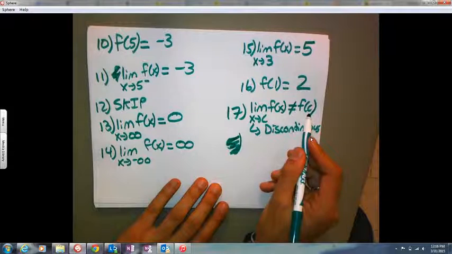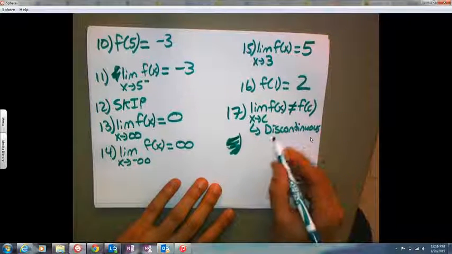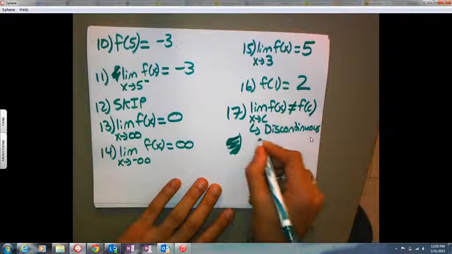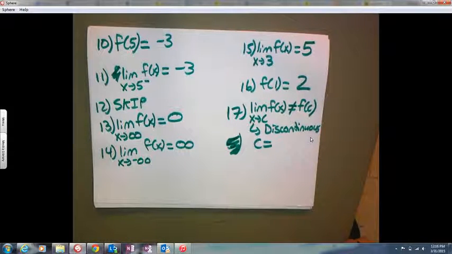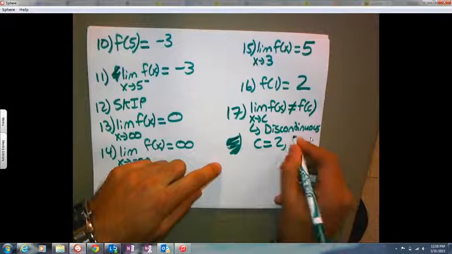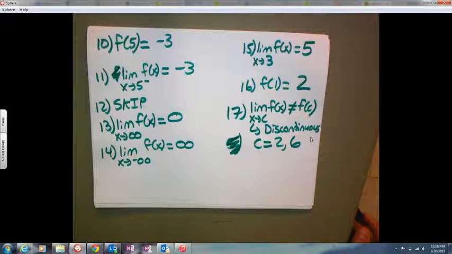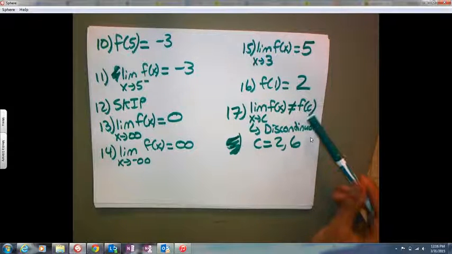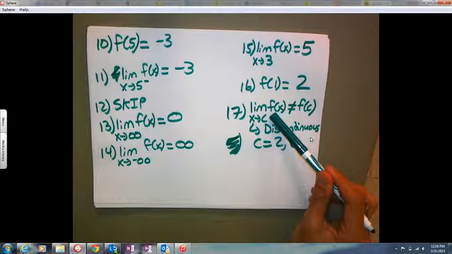The values are, of course, 2 and 6. Because at 2, this function is equal to 1, and the limit does not exist. At 6, the function does not exist, and the limit equals 1.